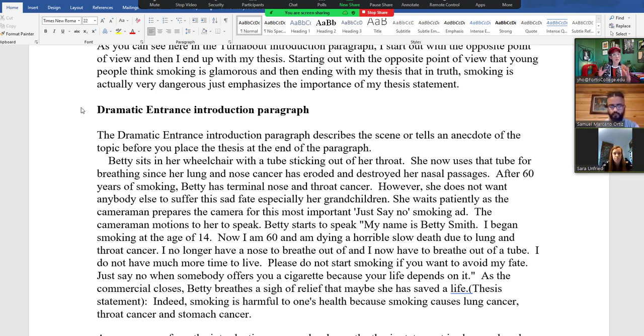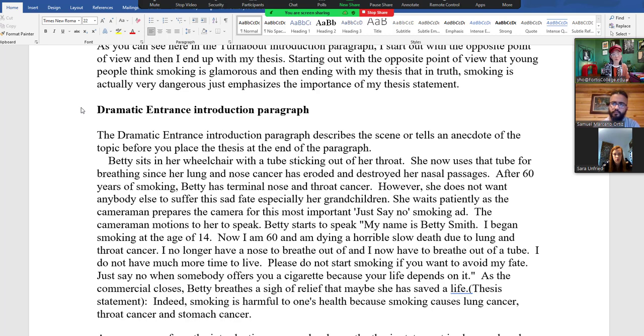Another way is known as dramatic entrance. A dramatic entrance uses a story. Okay, so let's say I'm using the same thesis statement: smoking causes lung cancer, throat cancer, and stomach cancer. So instead of having a turnabout, I will use a story.